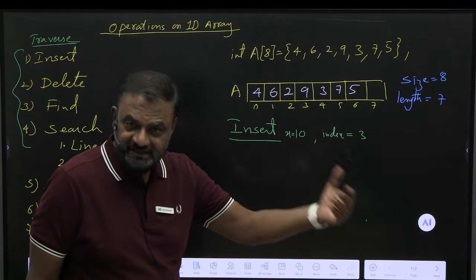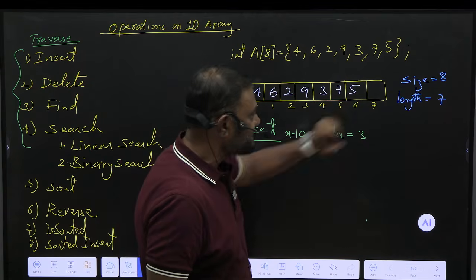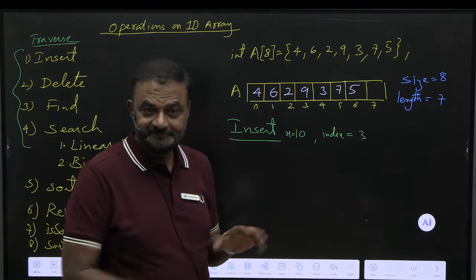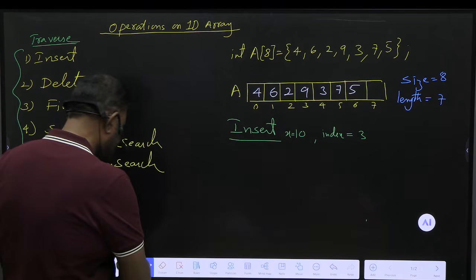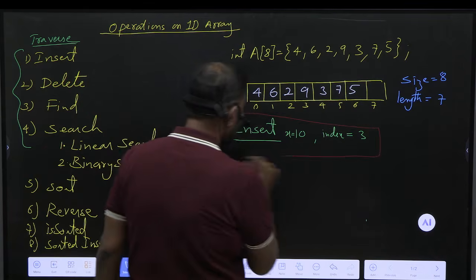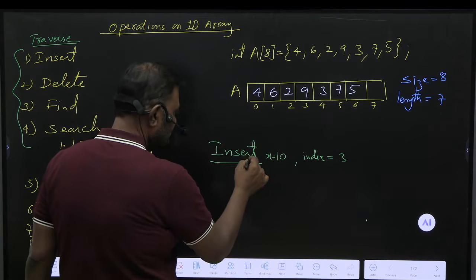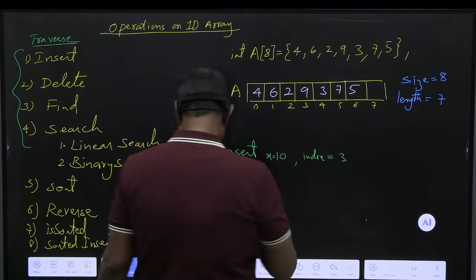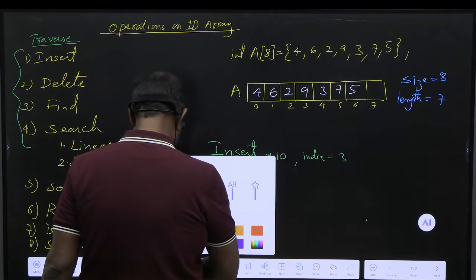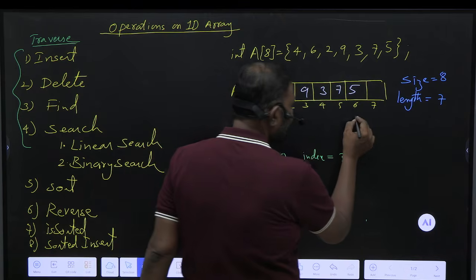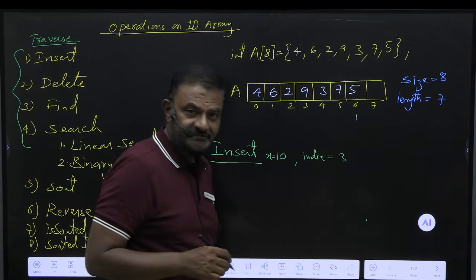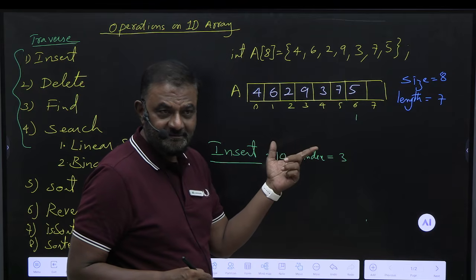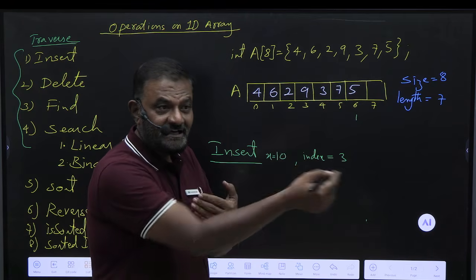So there should be an extra space available. Yes, we have an extra space available here, but 10 cannot come directly here. So for that, what we have to do? We have to shift all the elements first. For shifting all the elements, we must take an index. How should we shift them? From this side or from the end? From last, we should shift the elements.